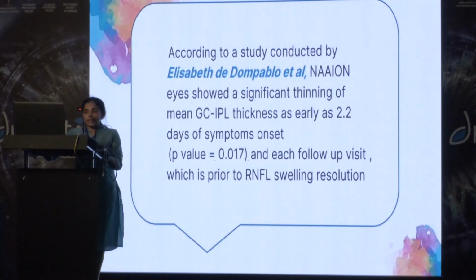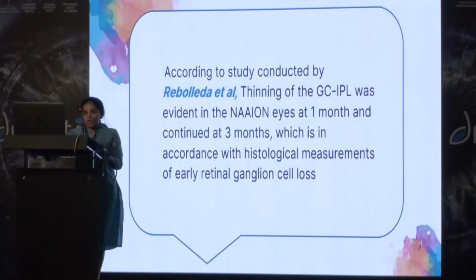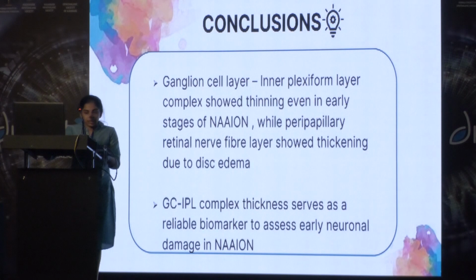So according to a study conducted by Elizabeth D. Dompapillo et al., NAION eyes showed a significant thinning of mean ganglion cell layer, inner plexiform layer thickness as early as 2.2 days of symptom onset. And according to a study by Raboleda et al., thinning of the ganglion cell layer, inner plexiform layer was evident in the NAION eyes at 1 month and continued at 3 months.